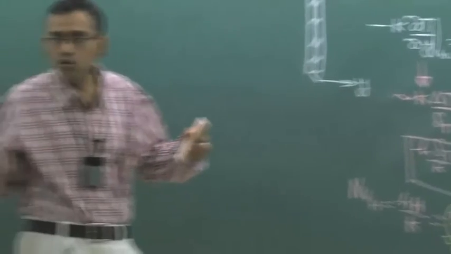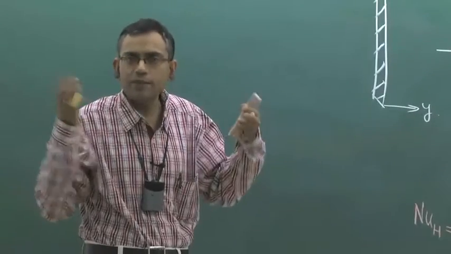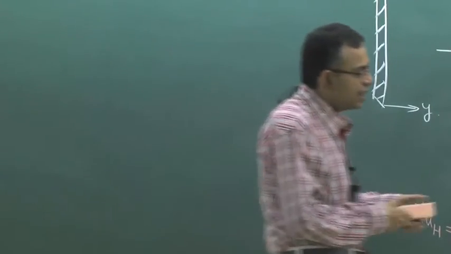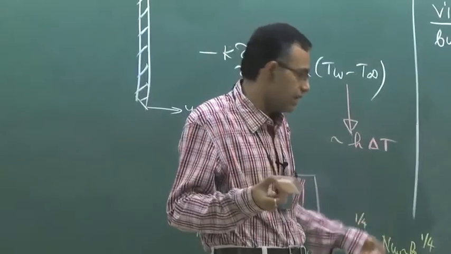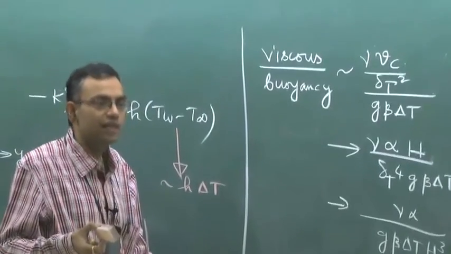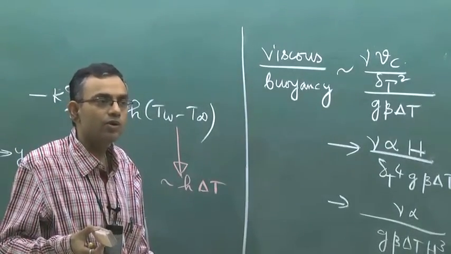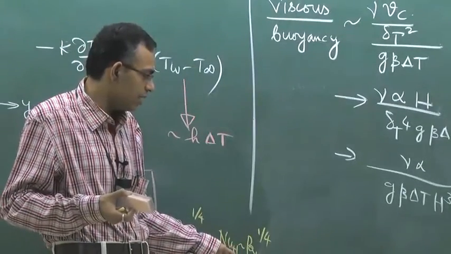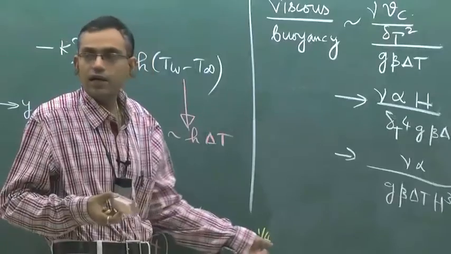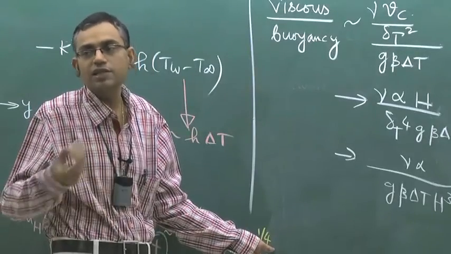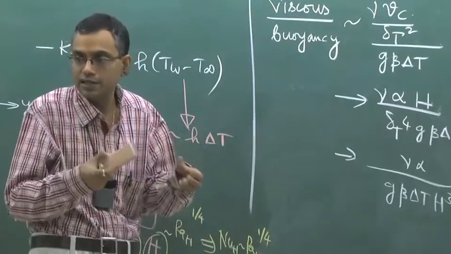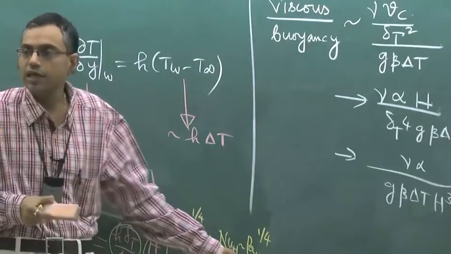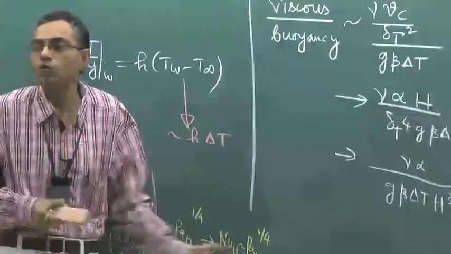If you do very rigorous mathematical analysis, at the end what new thing you will gain is you will still get this with a constant C, which you are not able to capture through this order of magnitude analysis. So you will get Nusselt number is equal to some constant into Rayleigh number to the power 1/4. That constant's value you can get by more detailed analysis, but the entire physics you can capture through this except for the value of that constant.